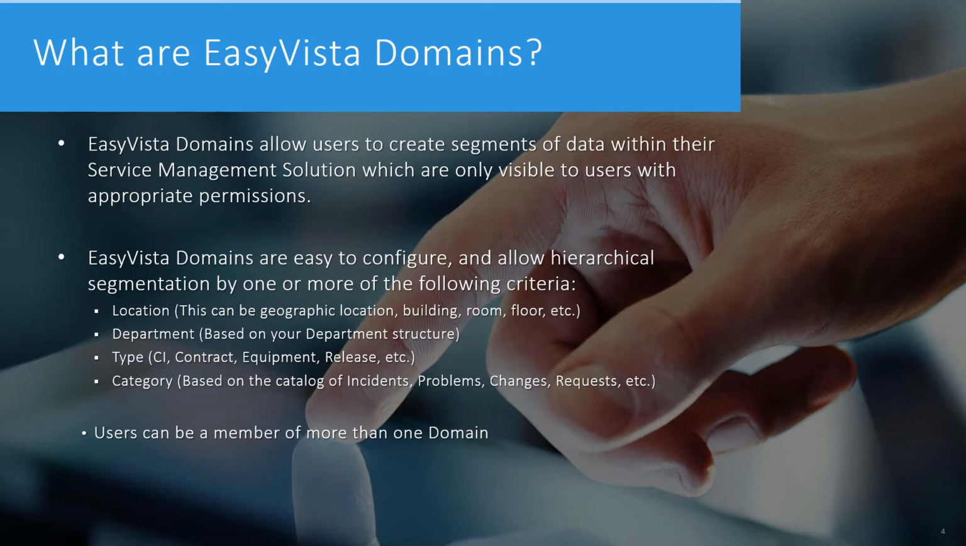Where most partitions simply include or exclude data based on querying a single attribute or record, the EasyVista domain establishes control by aligning to one or more of the hierarchical entry points on any of the four separate metadata models. These models are location, department, type, and category. This gives us nearly unlimited flexibility to quickly and easily define the data sets that are in scope or out of scope for a particular domain.